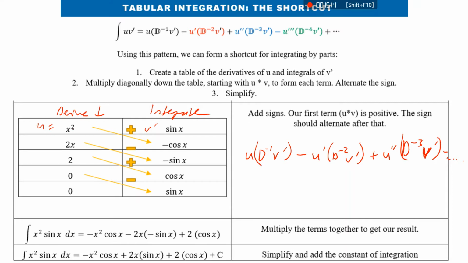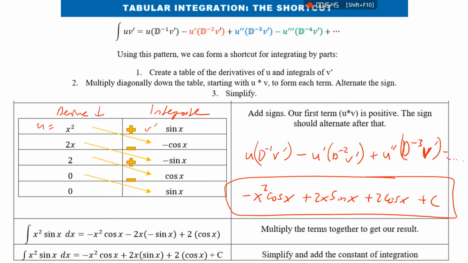Okay, so my final answer will be x squared times negative cosine x minus 2x times negative sine x, so that's plus 2x sine x, plus 2 cosine x, minus 0 plus 0 minus 0 plus 0. So every other term is going to be 0, so this is where I can stop. And then at the very end, we always need a plus c. Okay, so if I wanted to integrate x squared sine x dx by parts, my final answer would end up being this.